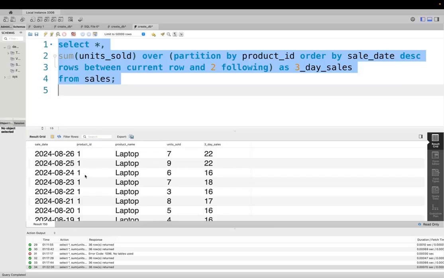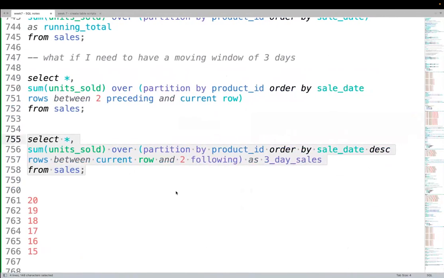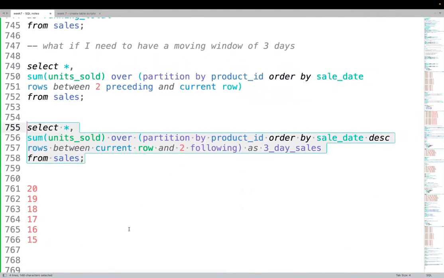But if someone asks us on 24th how many units of laptops sold in last 3 days, so 6 plus 7 plus 3, total 16, right? 16. So you see this. Between current row and two following, right? So you have to understand the logic based on whatever you are working on.